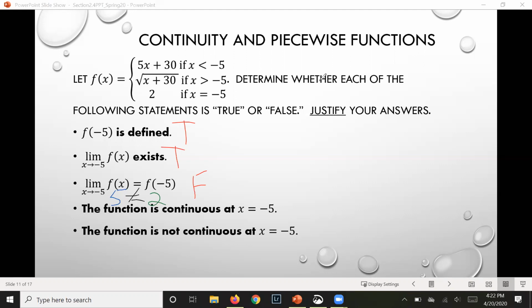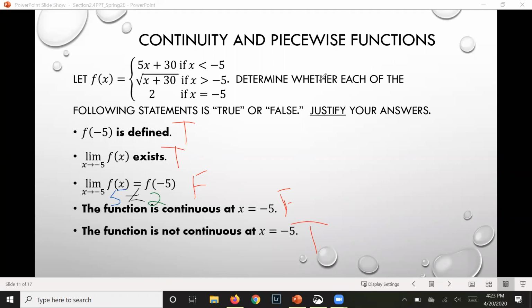And now that we have those first 3 answers, that can help us tell us what we need to say for the final 2. So is the function continuous at x equals negative 5? That would be false, right? Because it fails that third criteria. The limit from each side does not equal what the function value is. And then the function is not continuous at x equals negative 5. That would be true, right? Because it fails that last criteria.